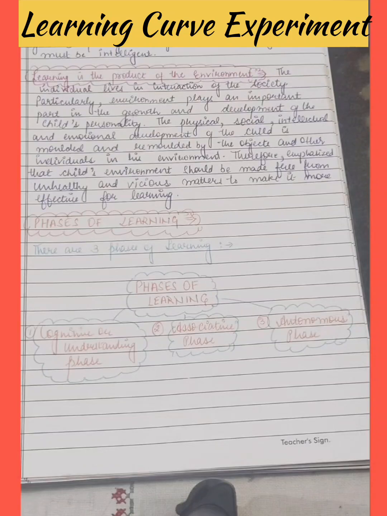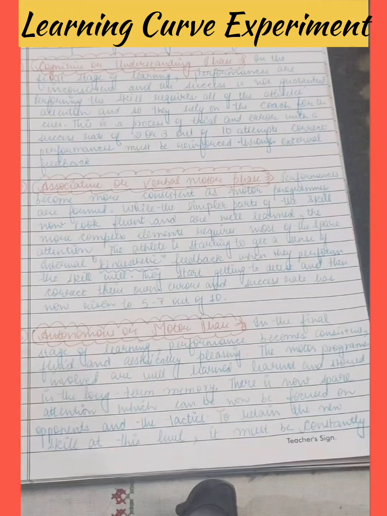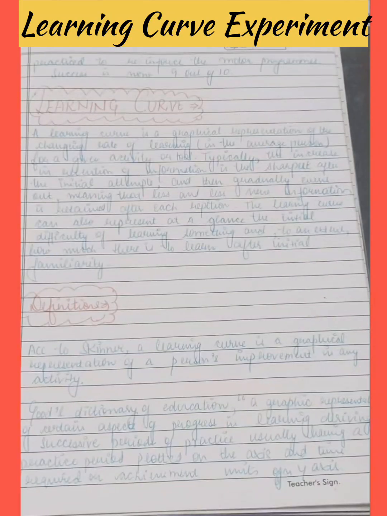Then you can write the different phases of learning. There are 3 phases of learning: cognitive or understanding phase, then associative phase, and autonomous phase. You can then give the explanation of all these phases. So here comes your exact practical, that is the learning curve. So basically, what is a learning curve?